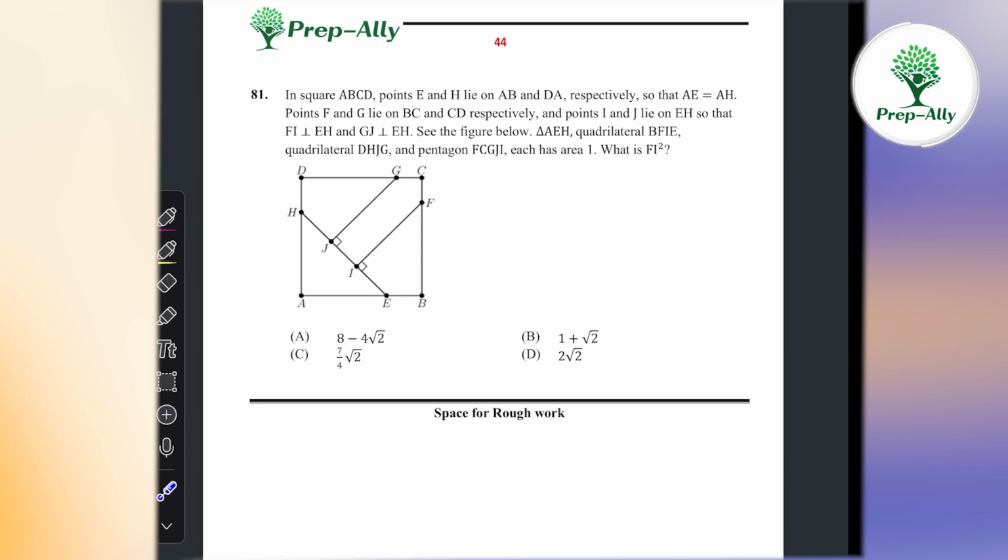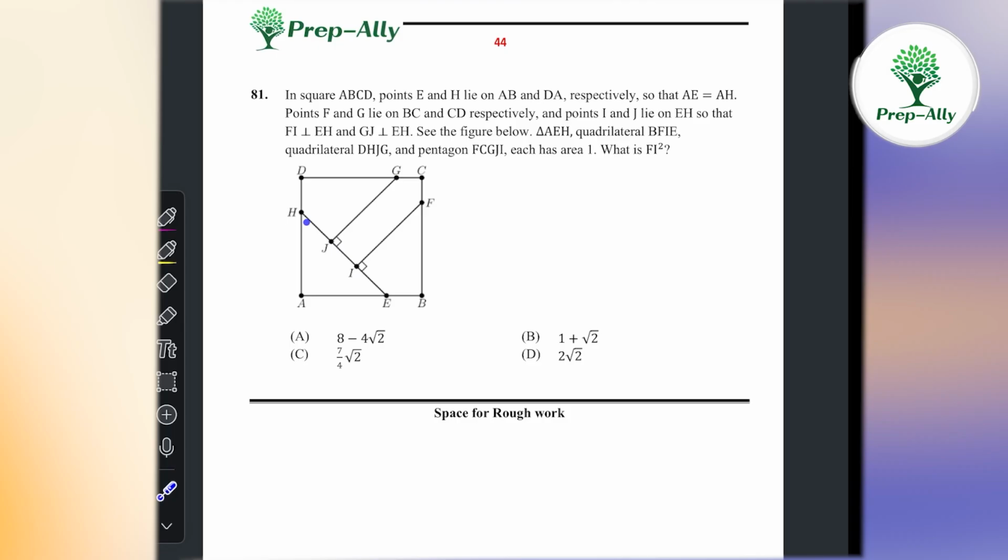Let's look at this question number 81, the 21st question in the maths paper. So what's being told: in the square ABCD, points E and H lie on AB and DA. So these 2 points right here, this one and this one, right? So that AE equals AH, this equals this, and FI is perpendicular to EH, so EH is joined and FI is perpendicular to EH, and GJ is also perpendicular to EH.